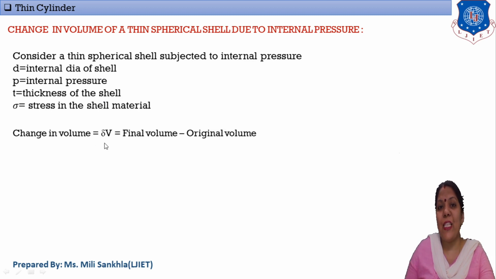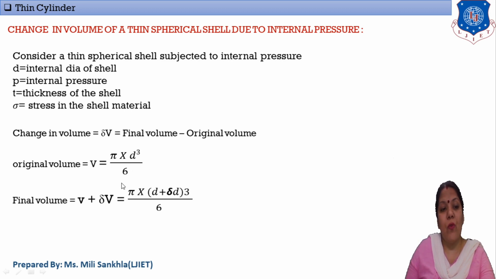Now change in volume is equal to final volume minus original volume. So first of all we know the original volume of this spherical vessel, and after that we find the final volume, and the difference between the final and original is our change in volume. Now, one by one, the original volume of the spherical vessel is equal to pi by 6 d cube. Here we derive in terms of diameter, so in place of radius I use diameter, and that is pi by 6 d cube.